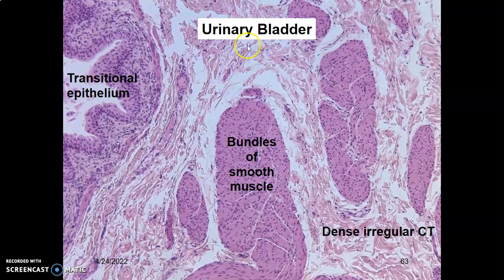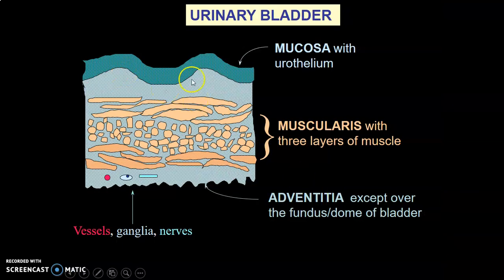So the walls of the urinary bladder are made up of mucosa, which is transitional epithelium and lamina propria, followed by muscle. So you have inner longitudinal, then followed by circular and outer longitudinal before you get to adventitia. And in between the bundles of smooth muscle cells, you have dense irregular connective tissue. Again, mucosa made up of urothelium and lamina propria, then muscularis with 3 layers. Okay, so you can appreciate the 3 layers, and then adventitia, except over the fundus.